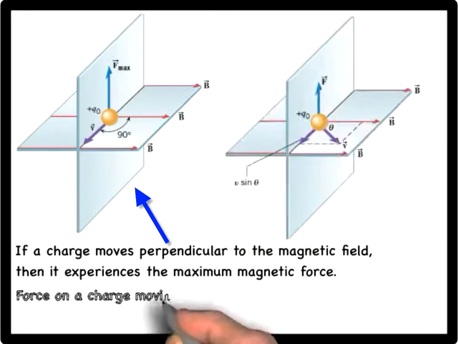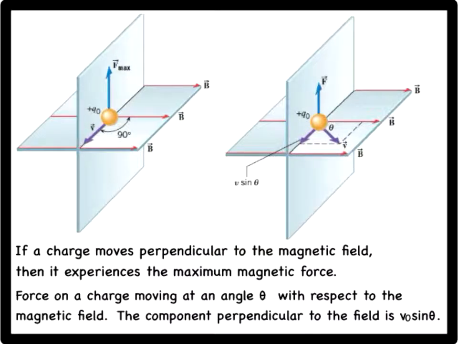In general, if a charge moves at an angle theta with respect to the field, as shown in the last panel of the figure, then only the velocity component v sine theta, which is the perpendicular component to the field, contributes to the magnetic force. This force F is smaller than the maximum possible force. The component of the velocity that is parallel to the magnetic field yields no force. The figure shows that the direction of the magnetic force is perpendicular both to the direction of the magnetic field B and the charge's velocity v.